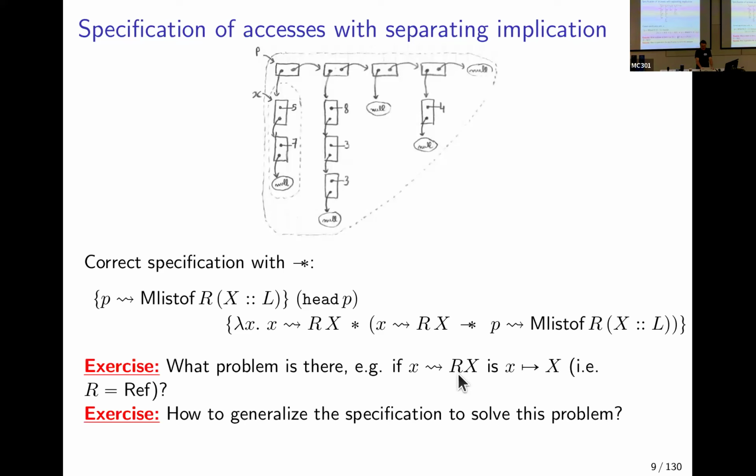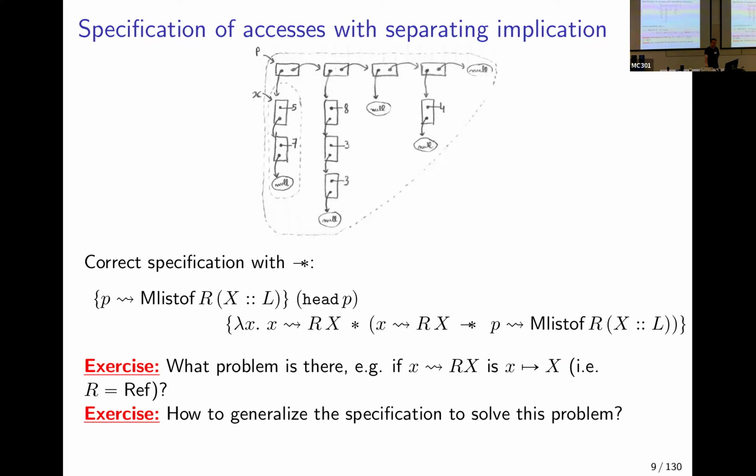Maybe if R is the representation predicate for references, so what can you do with the reference? What can you not do with something that is not a reference, but just a pure thing? So dereferencing is fine. Freeing would be problematic, yes.